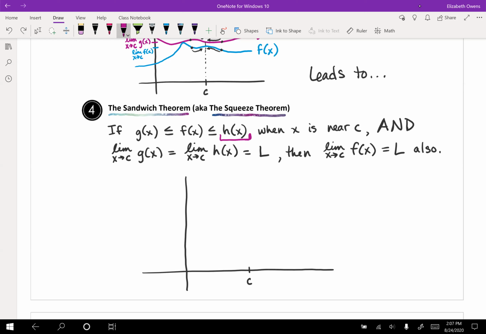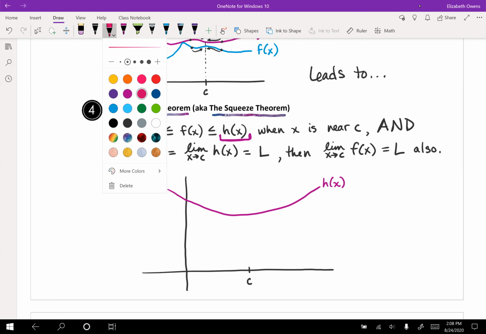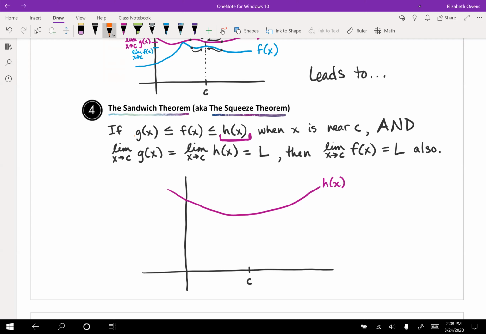Let's put the top piece of bread, h of x, on our graph. Your graph might vary a little bit, but just make sure you're meeting the qualifications of our theorem. So here's h of x. And let's make g of x orange. All right, there's our bottom piece of bread. It needs to be less than or equal to f of x, which isn't on our graph quite yet.